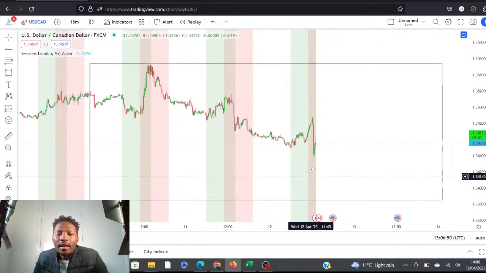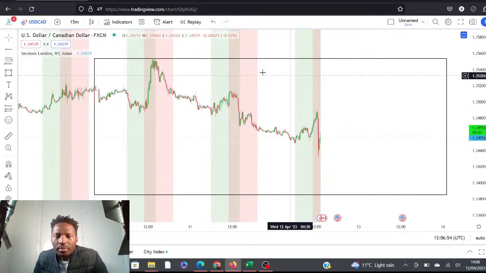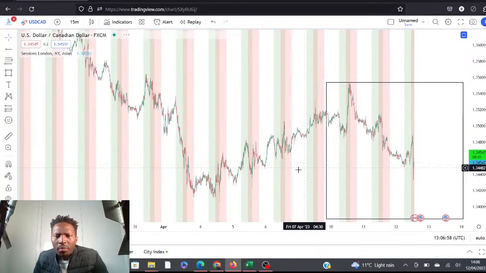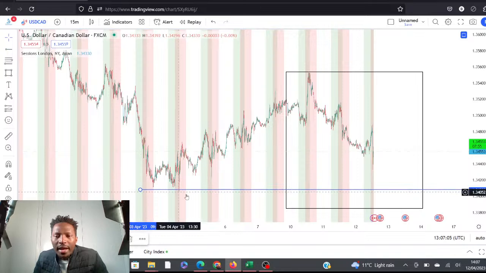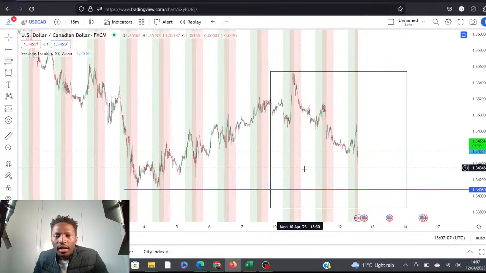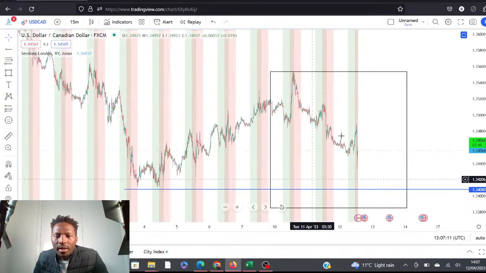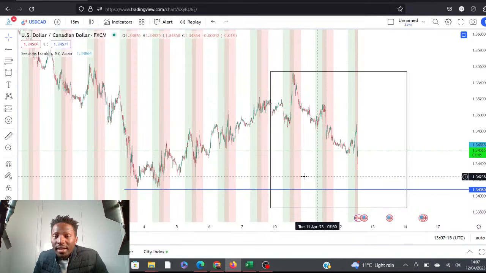But I just think that when it comes to Canada today, based on what the structure of the market has done, the average pip range, the structural pattern, everything points towards the market spiking down. We could spike down to this low, and then we see the market completely reverse. Because again, you have to look at the structure as a whole. This is a potential double bottom that the market will come and put down here.